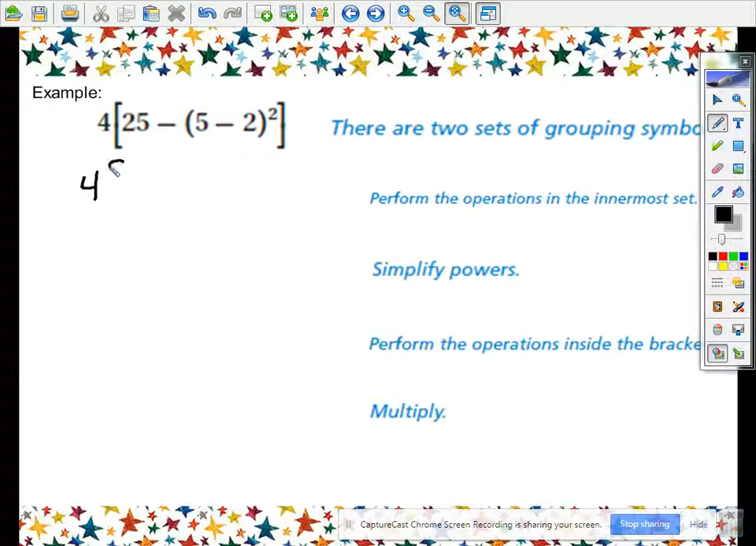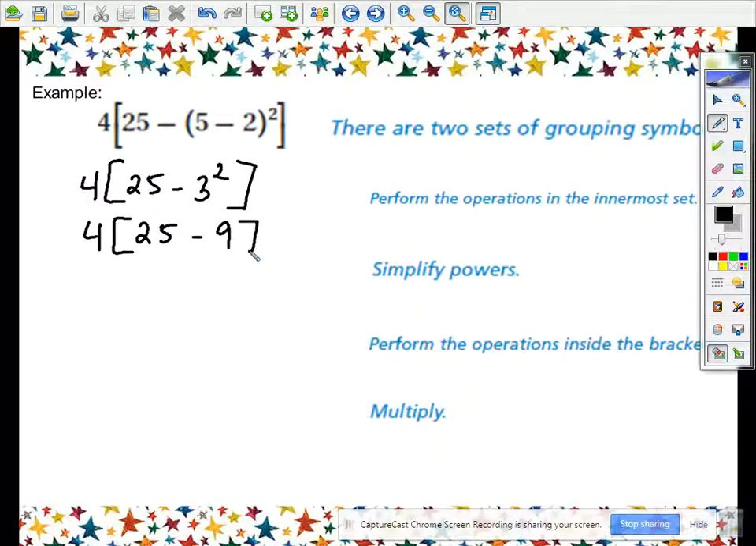So here I'm going to write this 4 times 25 minus, and now I'm going to do what's in the parentheses. 5 take away 2 is 3, and that has a square to it. I've now eliminated the inside grouping symbols, but I still have to work to the outside ones here. Inside, I have a subtract and an exponent. We know that exponents come first. So we do 3 squared, which is 3 times 3, which is 9. At this point, we're just left with multiplying and the subtraction, but that is it within parentheses, so we have to do that first.